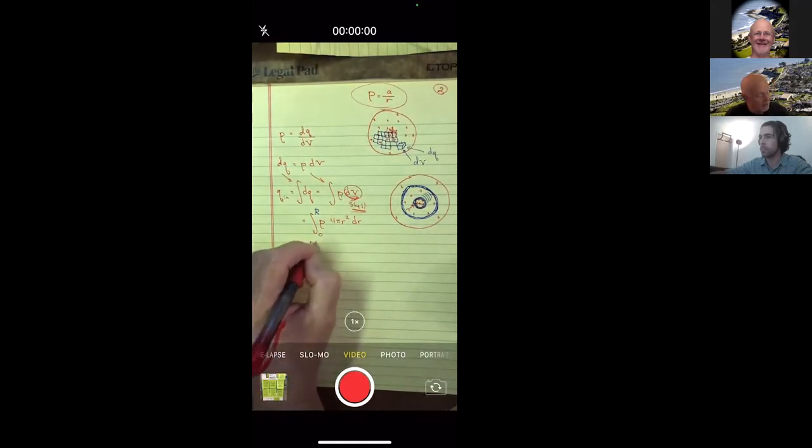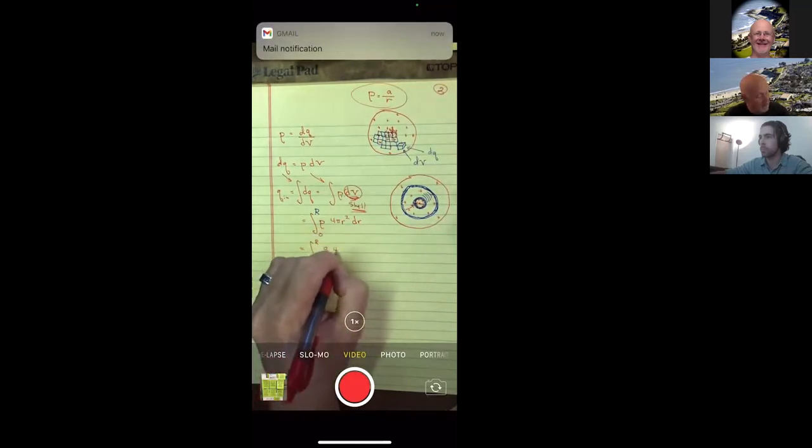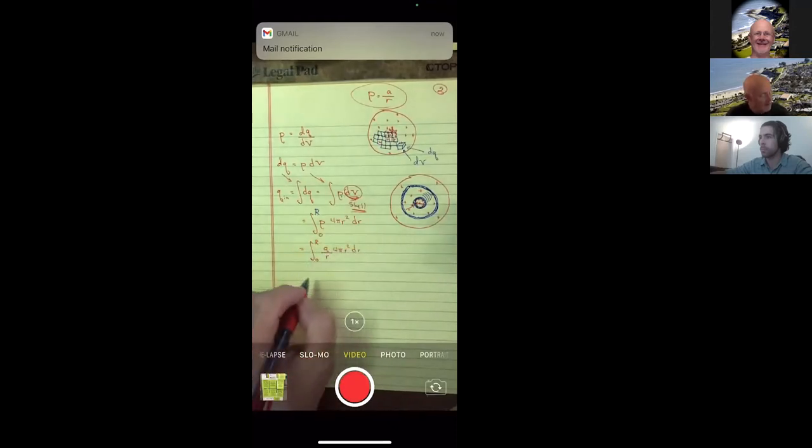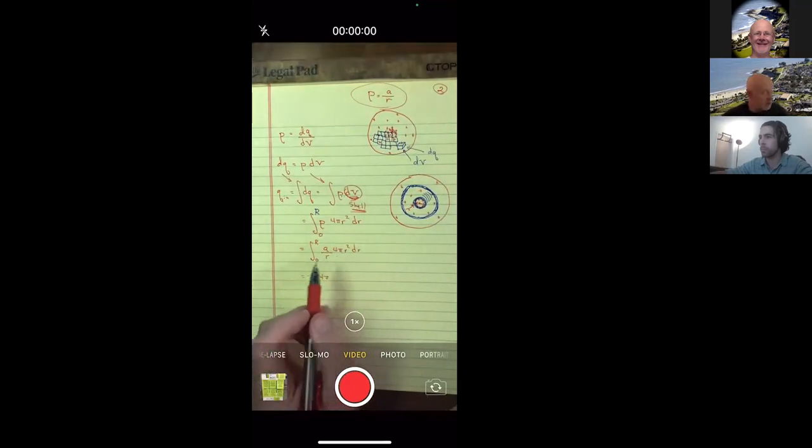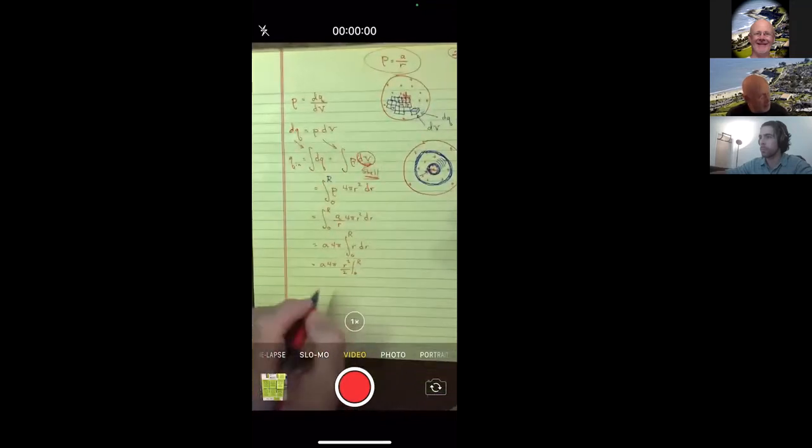So from 0 to capital R, here's the density, A over R. Here's a 4 pi. Here's an r squared dr. And of course, as we do that, we can pull constants out in front. So A and 4 pi are all constants. And it looks like then we just have an integral of r dr evaluated from 0 to capital R. That would be A 4 pi, and then this would be r squared over 2 evaluated from 0 to R.